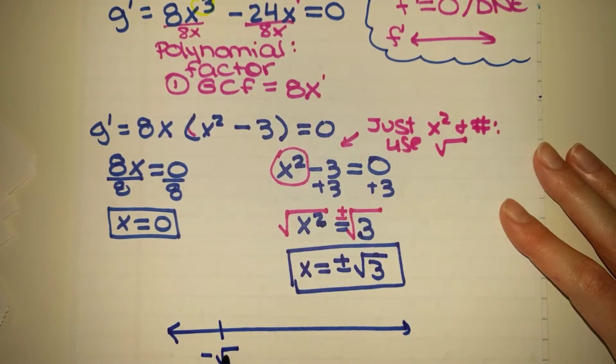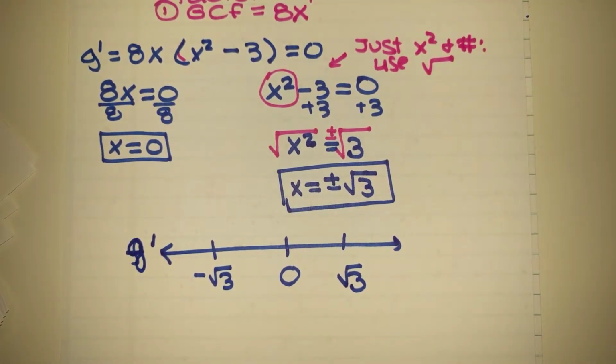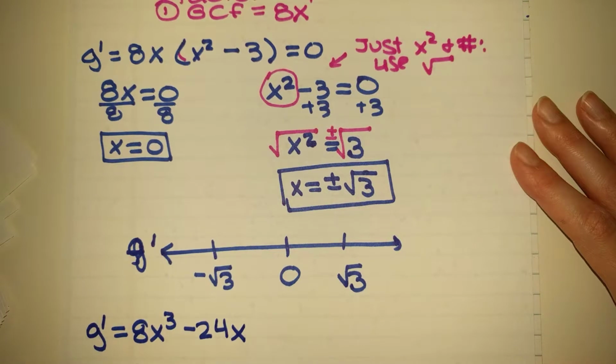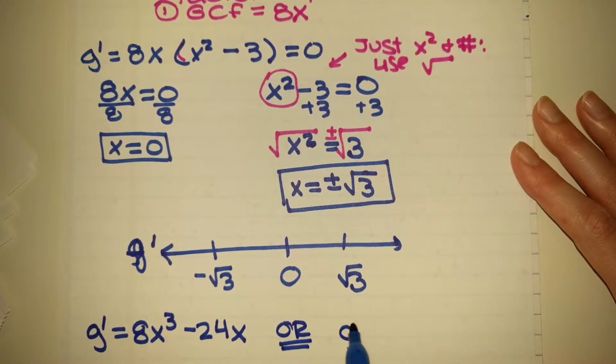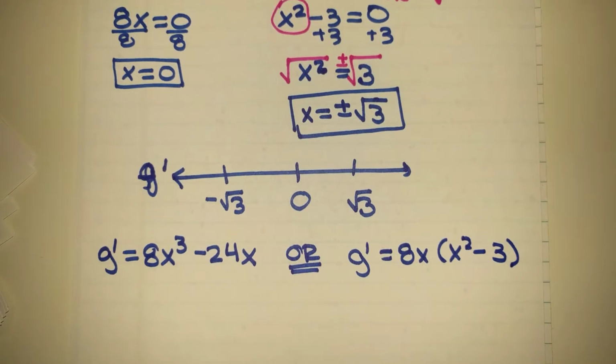So we have negative square root of 3 would come first, then 0, and then square root of 3. And we will plug this into our derivative. Now, keep in mind, in this case this is g, you can plug it into any format of the derivative. So at one point we had the derivative was 8x cubed minus 24x. You could plug in numbers into that formulation, or you could plug it into the factored form. So either one is perfectly acceptable, you're just trying to find the signs.